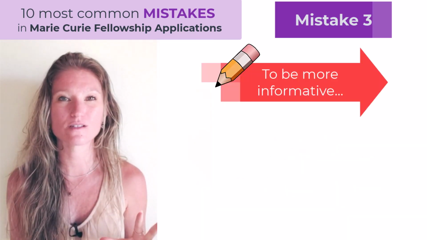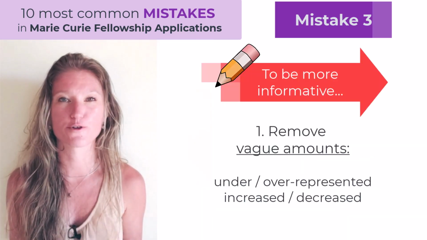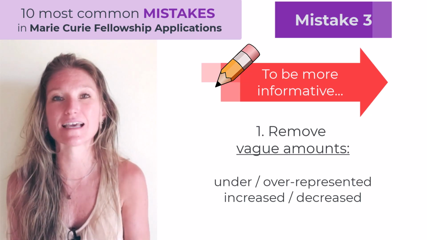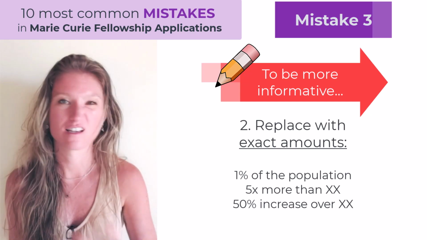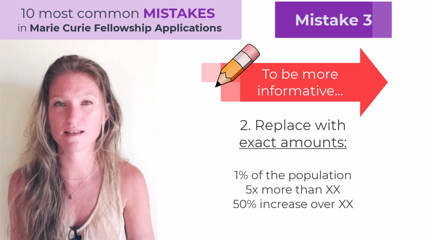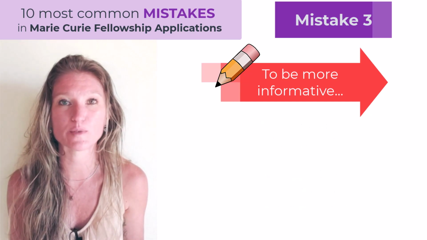The same sorts of things go for terms like underrepresented. You don't want to say underrepresented. You want to say how underrepresented. Is it less than 1% of the population? Is it more than that, or is it less than that? You need to be specific.